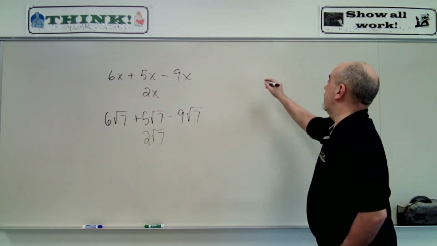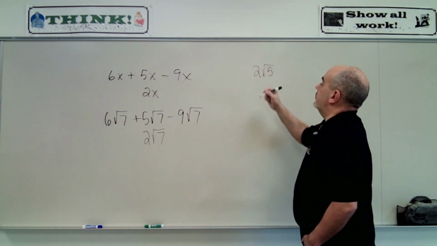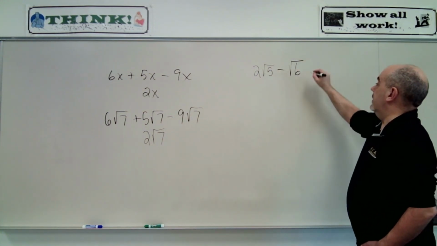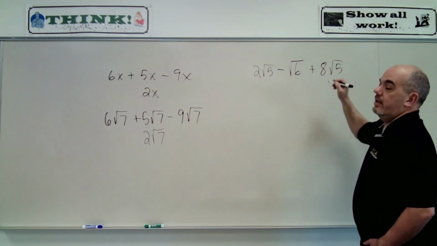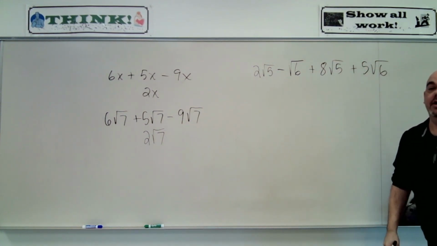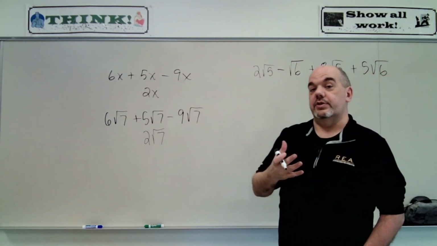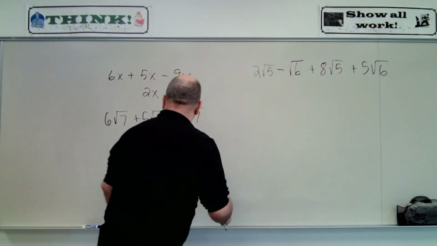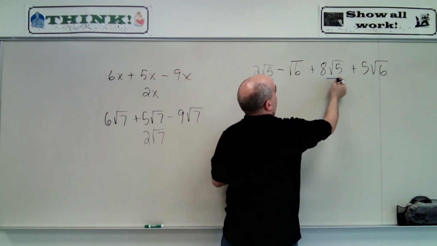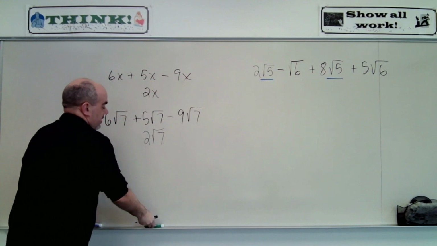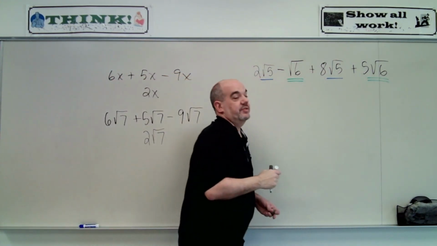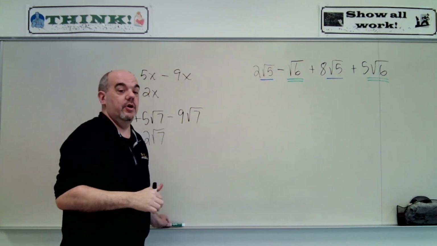Let's do another example. 2 times the square root of 5 minus the square root of 6 plus 8 times the square root of 5 plus 5 times the square root of 6. Now in this case, you should see that there are numbers under the square root that are different. So what we're going to do is identify the like terms. This has a square root of 5. That has a square root of 5. This has a square root of 6. This also has a square root of 6. So those are the like terms. So we're going to combine those.